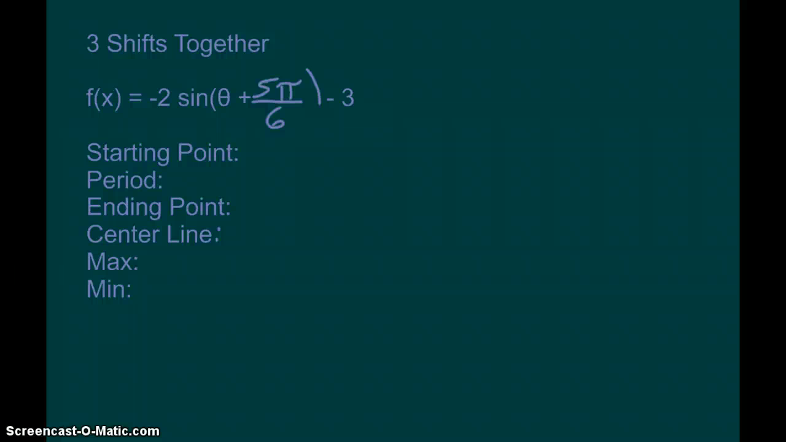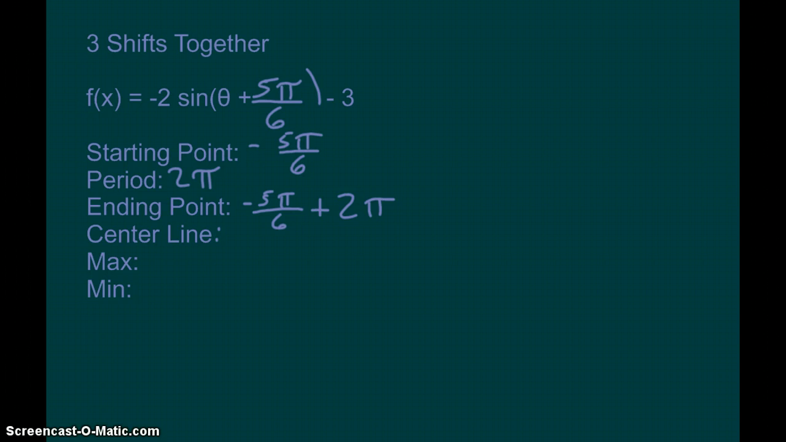When you have more than one shift, we said we wanted to make sure we were listing out all the information we needed to draw our graph. The 6 pieces of information we're going to use do not change from what we did Monday. The starting point is still going to be the opposite of what is in the parentheses with theta. Your period, we have not discussed period shifts yet. That will come tomorrow. So your period will always be 2 pi today. And your ending point, just like we did on Monday, is your period plus your starting point.